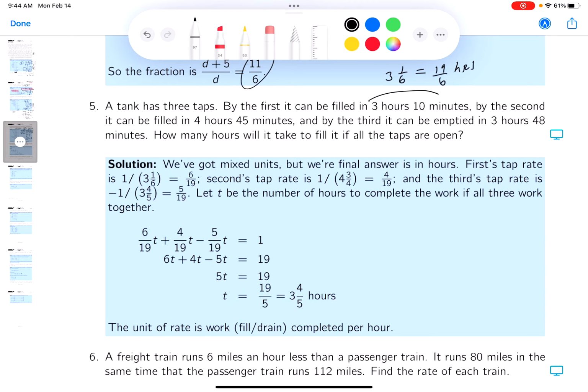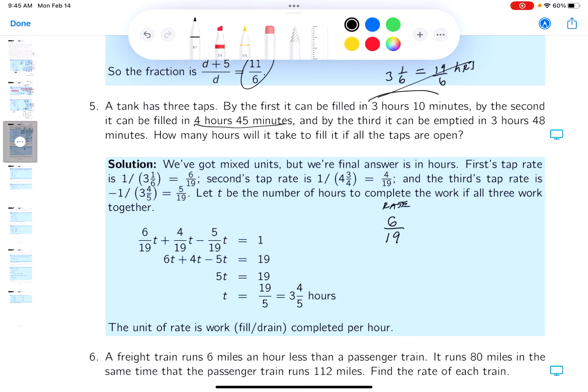It's easier, right? Now, of course, I want to talk about the rate of this first tap. It's going to be 6 fills every 19 hours, right? So the rate of this first guy is 6 fills every 19 hours, all right? Let's talk about the next guy. This is the rate of the first tap, by the way. 6 fills every 19 hours.